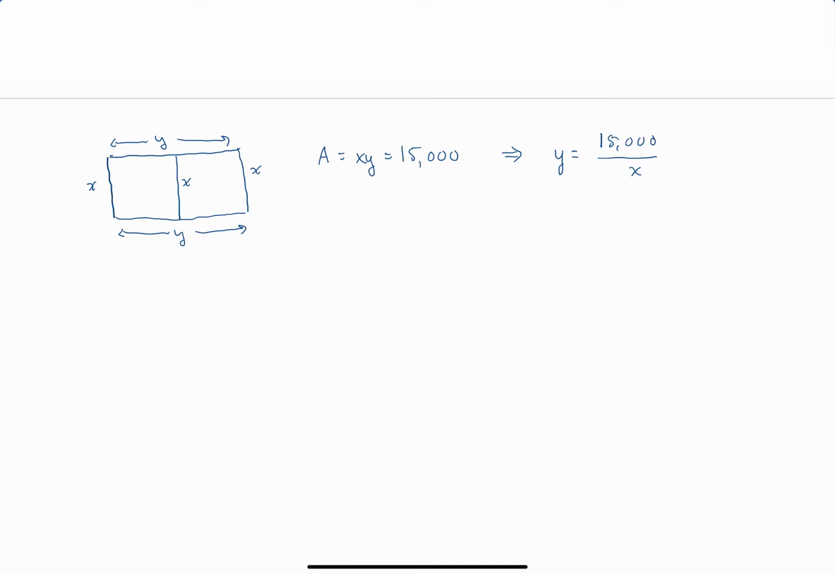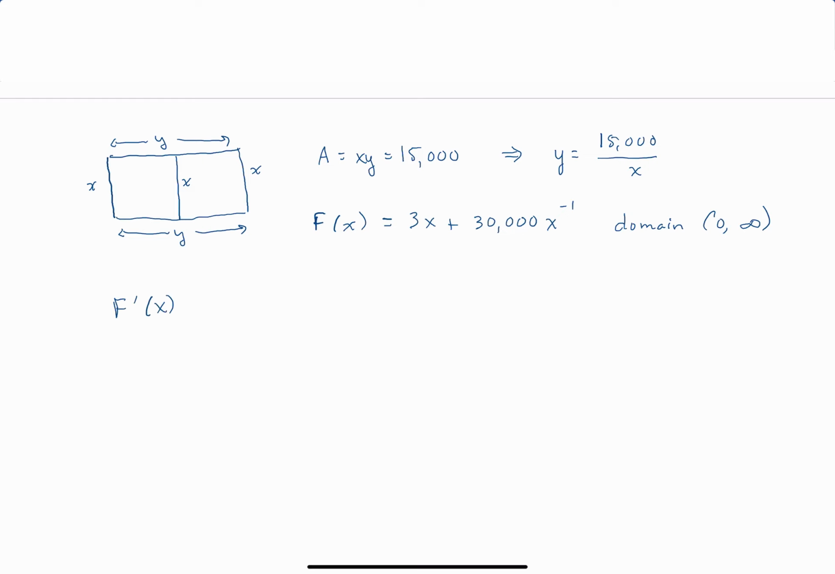And then we use that to write a function for how much fencing there's going to be, and that was 3x plus 30,000 x to the negative 1 power. We decided that the domain of that function was 0 to infinity, so x can be any positive number. And because that domain is not a closed interval, we need to make a sign chart. For the sign chart, we'll need the derivative.